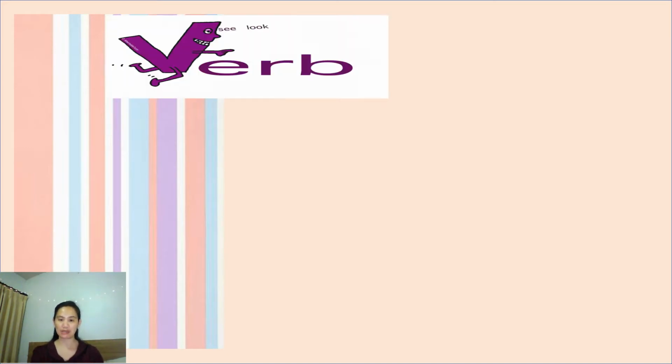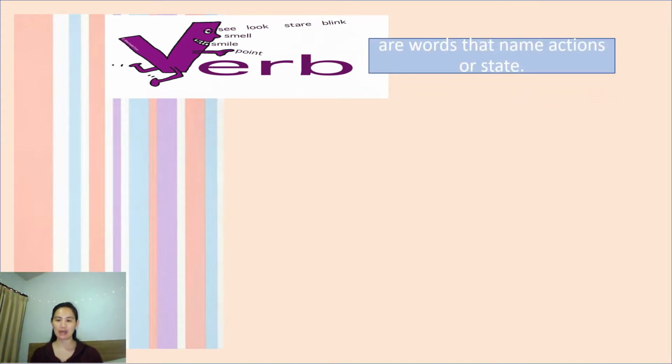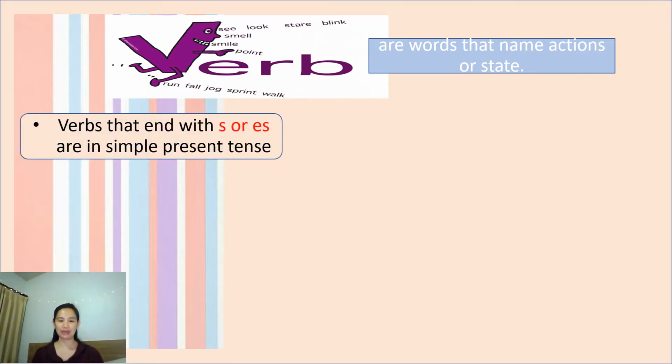Before we go to the three sounds of the suffixes s or es attached to a simple form of verb, let's define what a verb is first. A verb is simply defined as a word that names actions or states. Examples: the words see, look, stare, smell, run, walk, and many more. Take note that verbs that end with s or es are in simple present tense.